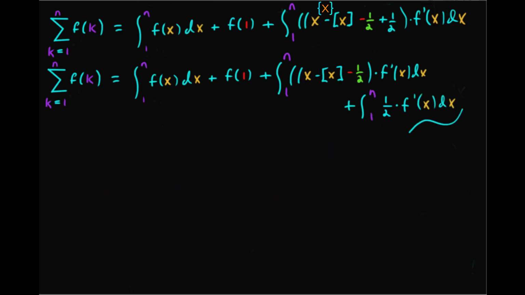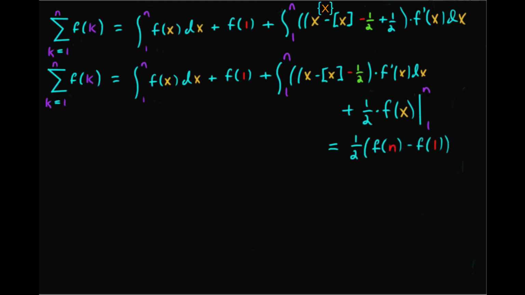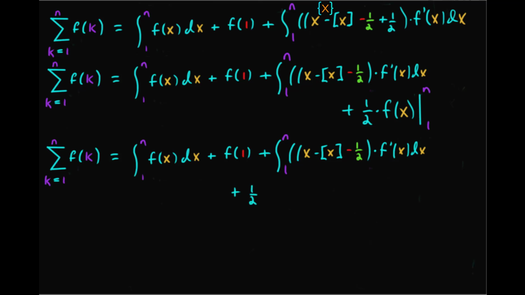And of course that last integral there, the integral from 1 to n of 1/2 times f prime of x dx, that's very easy to evaluate. That's just 1/2 times f of x evaluated from 1 to n, which equals 1/2 times the quantity f of n minus f of 1. So I'll write that there in place of the integral, 1/2 times the quantity f of n minus f of 1, but I already have a plus f of 1 in this equation. So I have plus f of 1 minus 1/2 f of 1. That's just going to give me a plus 1/2 f of 1 for that term there.